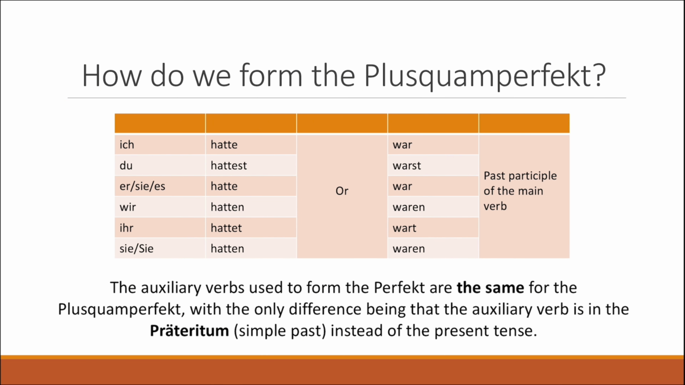Now before we proceed, let's also consider that the auxiliary verbs used to form the Perfekt are the same for the Plusquamperfekt, with the only difference being that the auxiliary verb is in the Präteritum, simple past, instead of present tense. And this is very important to remember. While conjugating the Plusquamperfekt, think that it's basically the Perfekt, but with a Präteritum instead of a present for the auxiliary verb.